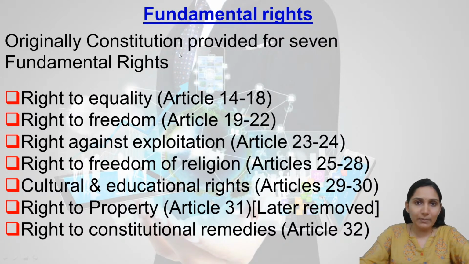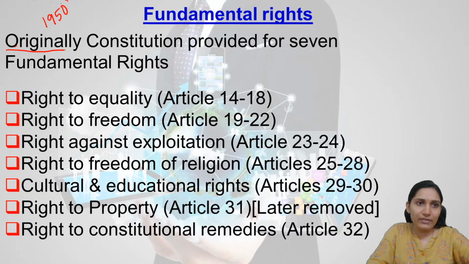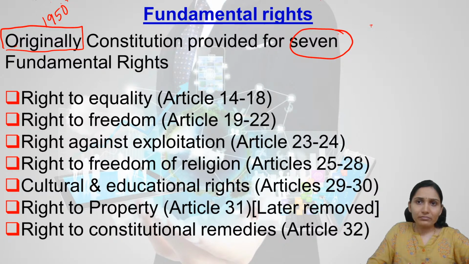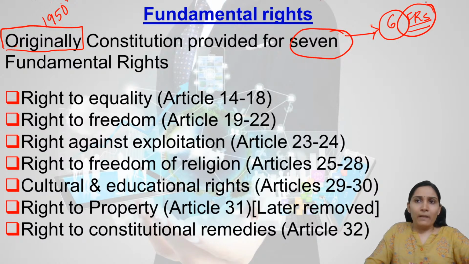Now we are discussing the fundamental rights. Originally, when we adopted the constitution in 1950, the constitution had 7 fundamental rights, but now there are only 6 fundamental rights. Now, what are these fundamental rights? Let's see and discuss.